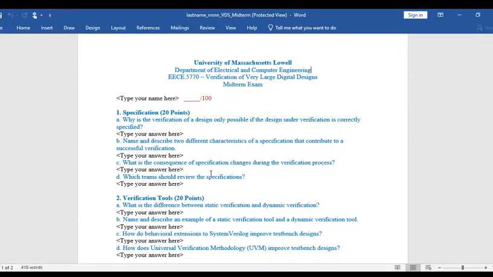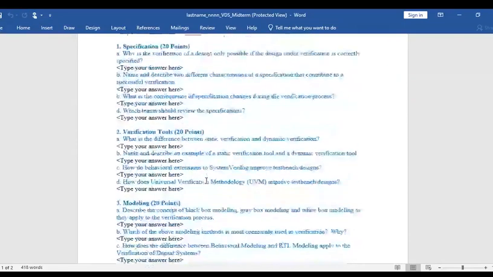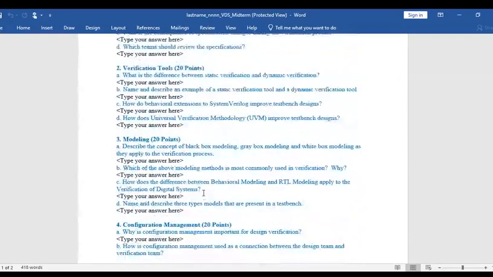Who should review the specification? You had to say the design group and the verification group. I wanted other things though, and anything, marketing group, software group, anybody involved, but it has to be the design and verification group. If you just said the verification group, you lost points on that. Difference between static and dynamic. The easy answer, stimulus. Static verification doesn't need stimulus. Dynamic verification does need stimulus.